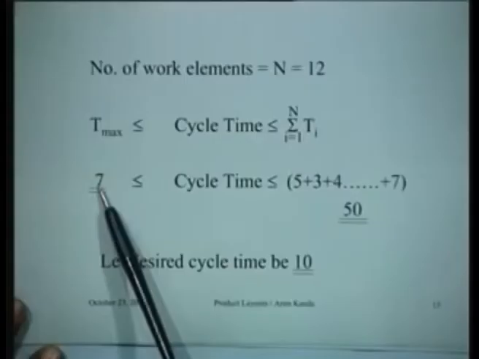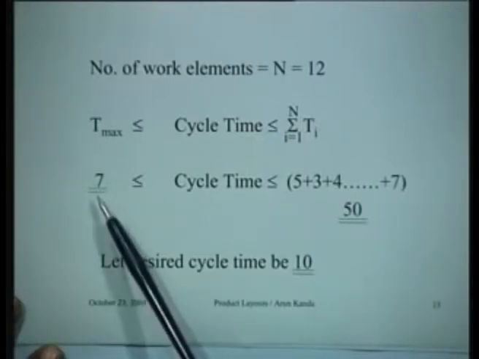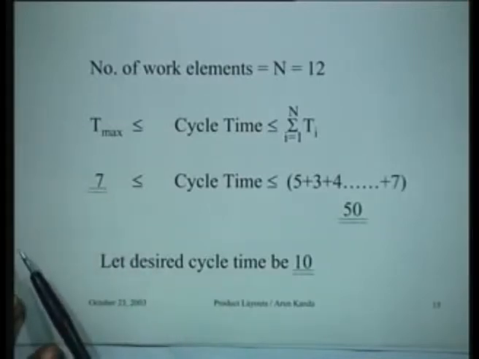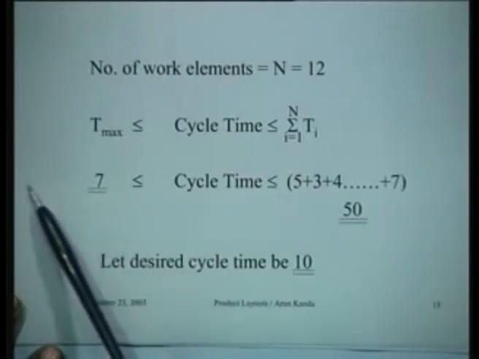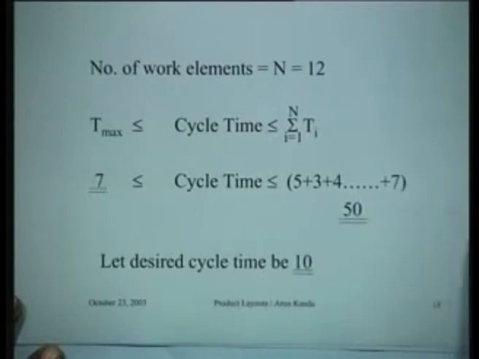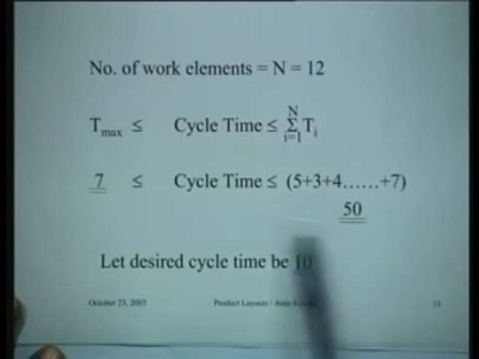On the other hand, if your cycle time is less than 7, what are you going to do? Suppose my demand is such that I need a cycle time of 5 or 3. On this side you need multiple lines, in this range you have one line, and beyond this you don't need any assembly line. So it gives you a clear idea as to when you need how many lines. Let's take for this example a situation where the desired cycle time is 10. So this is now feasible. It should be between 7 and 50.